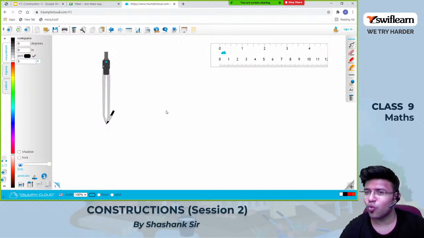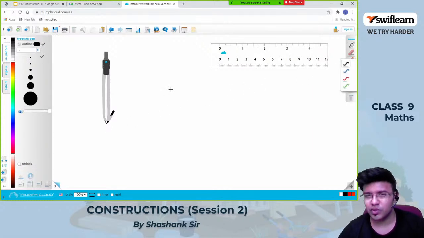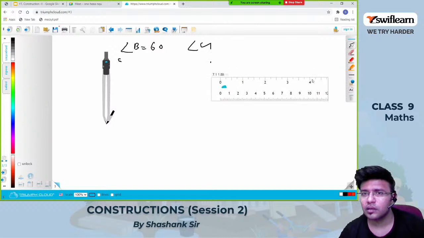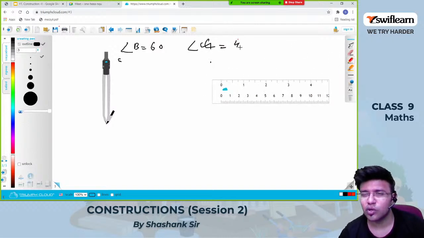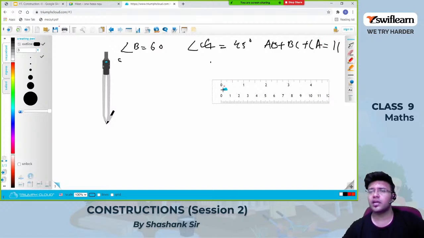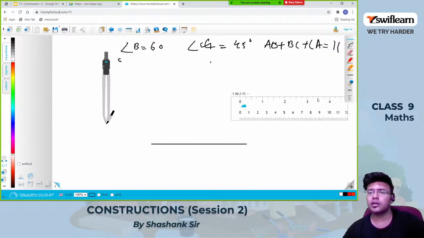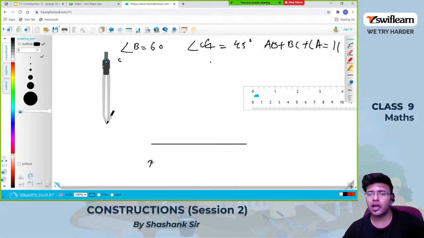So what have they given? They have given angle B is equal to 60 degrees, angle C is equal to 45 degrees, and AB plus BC plus CA is equal to 11. So what is the first step? The first step is to draw a base equal to 11 centimeters. Draw XY equal to 11 centimeters. We have drawn XY, which is 11 centimeters.